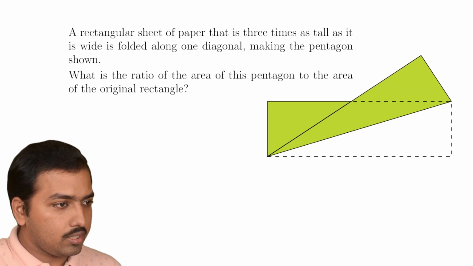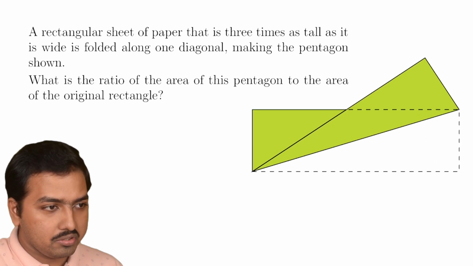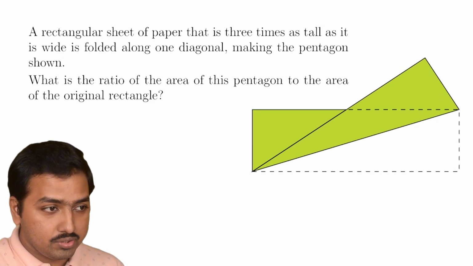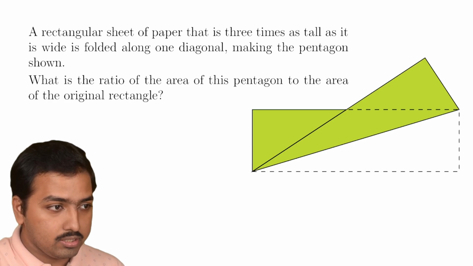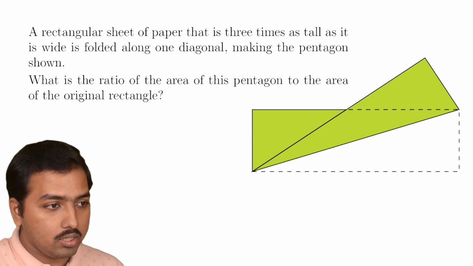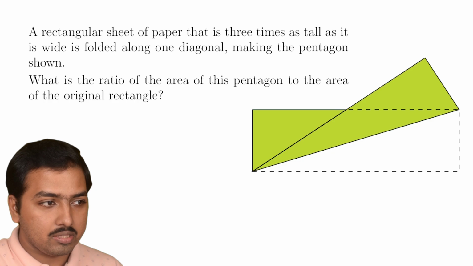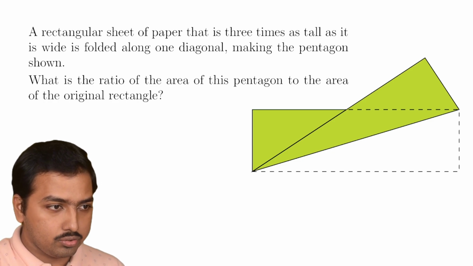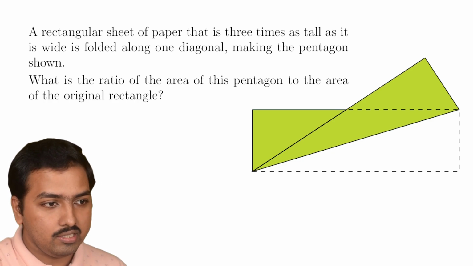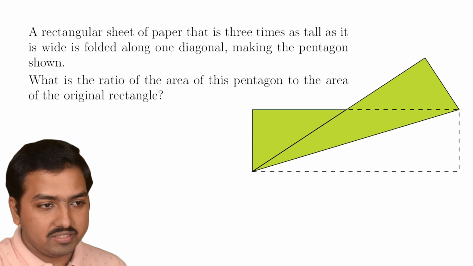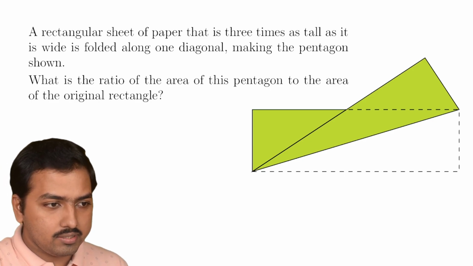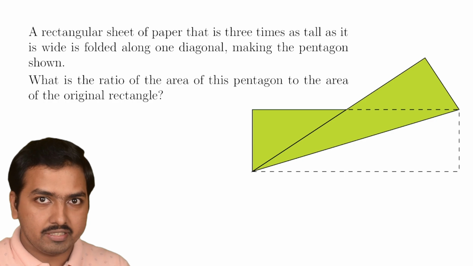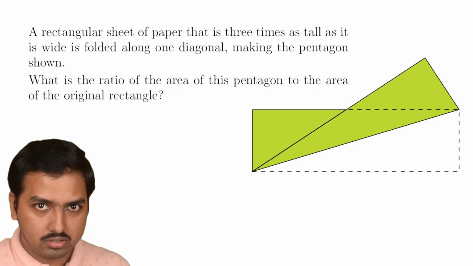In the question, it is asked: a rectangular sheet of paper that is 3 times as tall as it is wide is folded along one diagonal, making the pentagon shown. And we need to find the area of this pentagon to the area of the rectangle. Let's understand the problem practically, how it actually works.